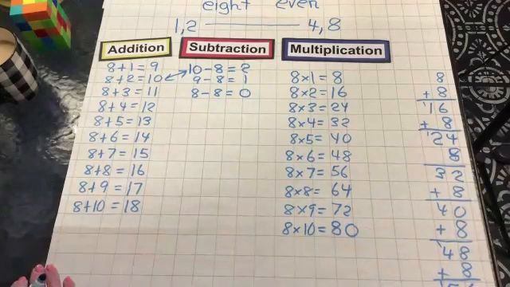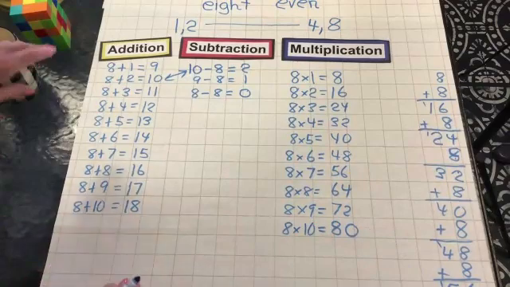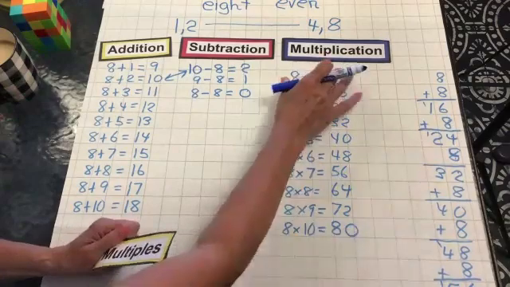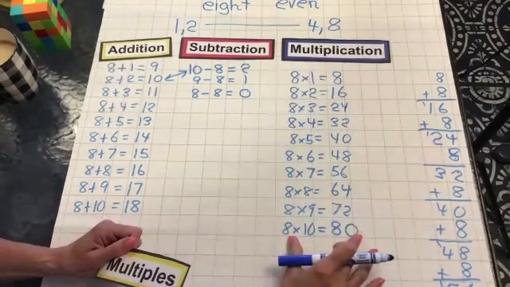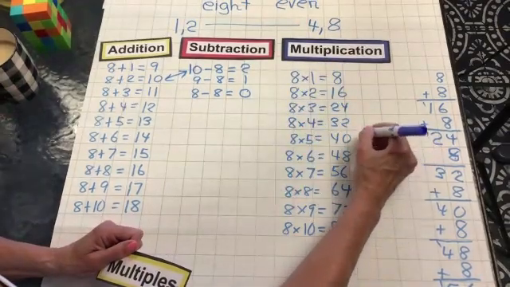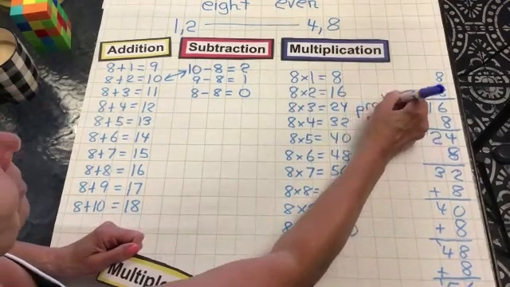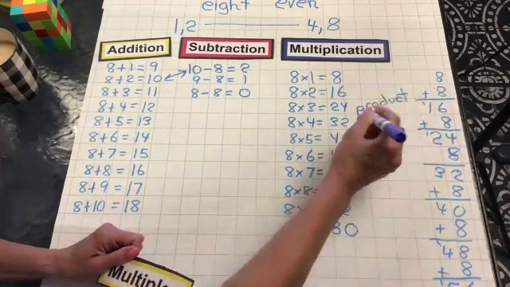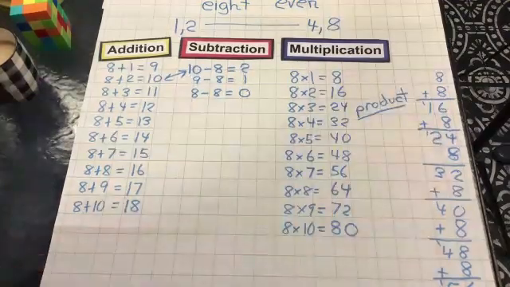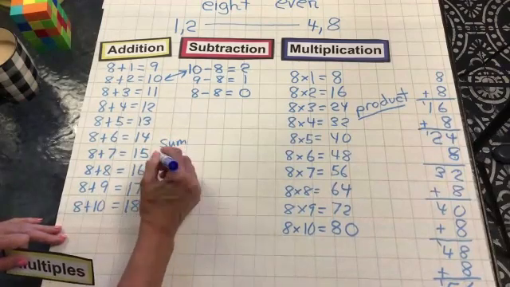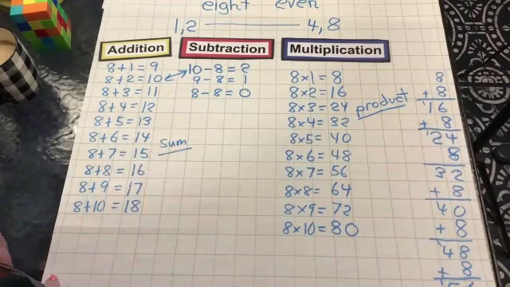So let's remind ourselves that the answers to this are all multiples of 8, but the answer to a multiplication problem is the product. So if they're asking you to find the product of something, they want you to multiply. The sum of a number is addition. They want you to find out the sum of the numbers. So it's really good to revisit that.